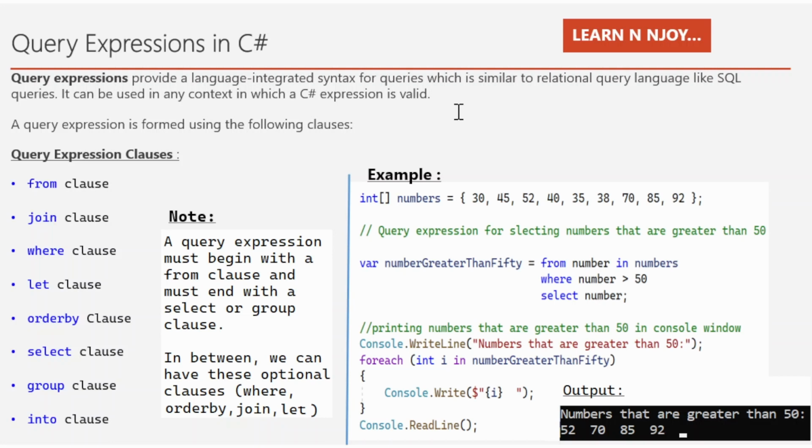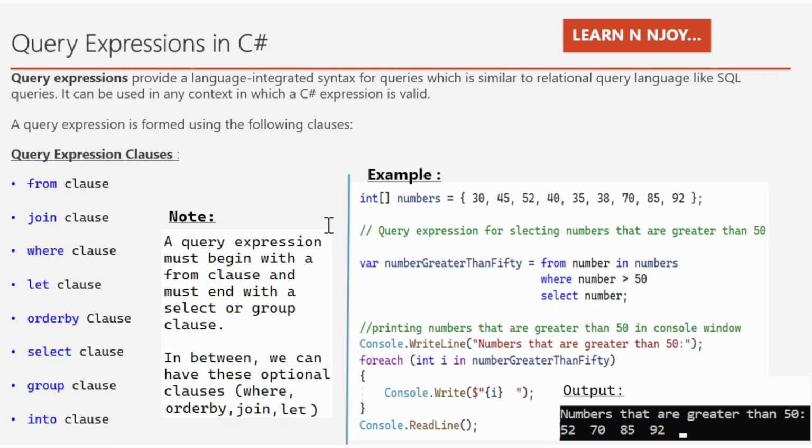We will focus on how to write query expressions, right? Before we jump into creating the query expression, we first see its fundamentals. A query expression is formed with two or more clauses like from clause, join clause, where clause, and so on. Keep in mind that a query expression must begin with a from clause and must end with a select or group clause. In between, we could write optional clauses like where, order by, join, into, or let clauses. Okay, let's understand it with the help of an example.